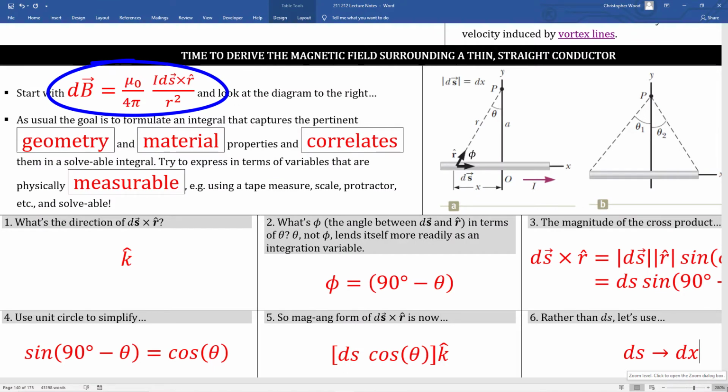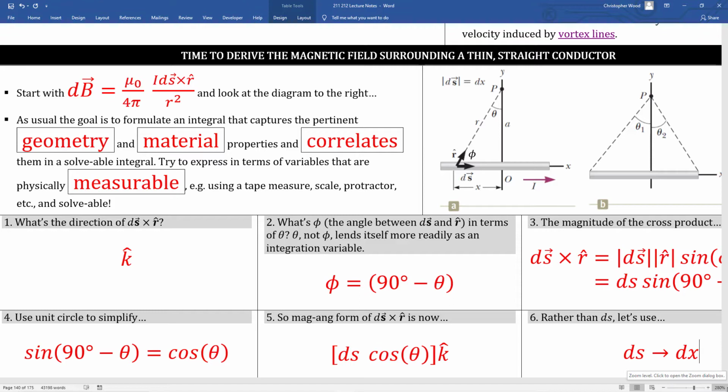Bullet number 2 is a reminder. As usual, the goal is to formulate an integral that captures the pertinent geometry and material properties and correlates them in a solvable integral. To the maximum extent possible, capture variables that are physically measurable in your integral.